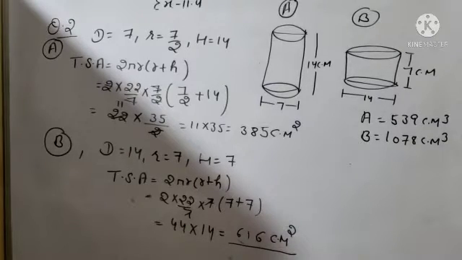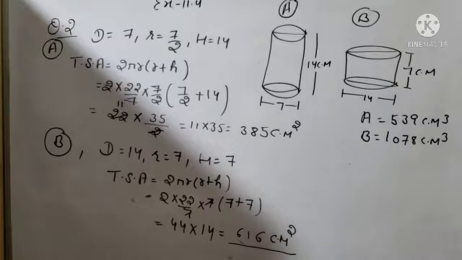You can see the volume of cylinder A is 539 and B is 1078 cubic centimeter. So the volume of cylinder B is greater than cylinder A. And in the second part, the total surface area of cylinder B is 616 and A is 385. So the total surface area of cylinder B is greater than A. So you can say yes, cylinder B has greater volume and greater surface area. So this was your question number second.